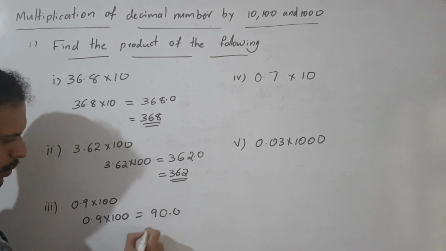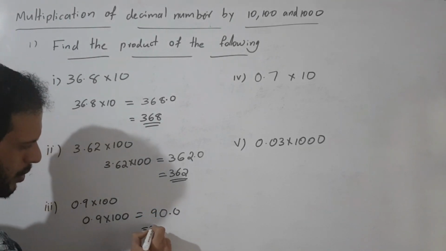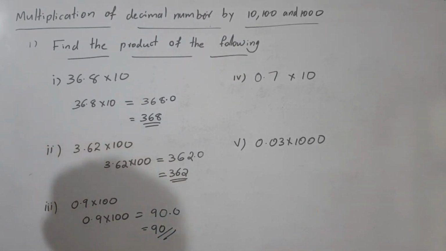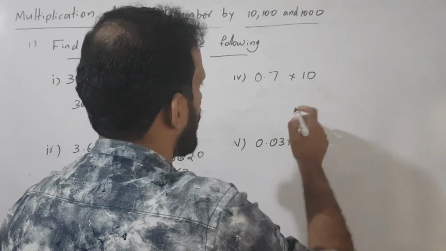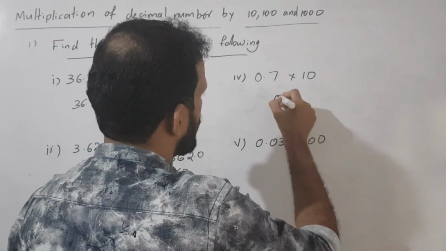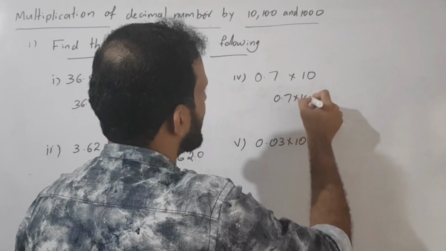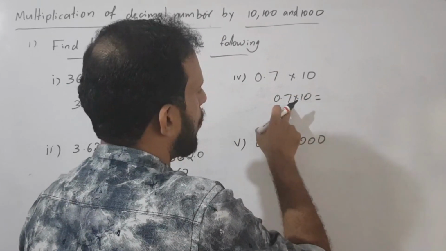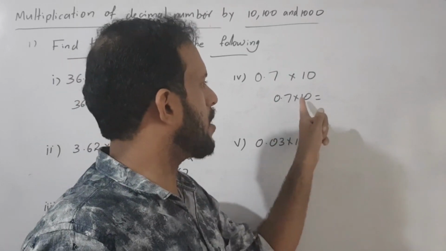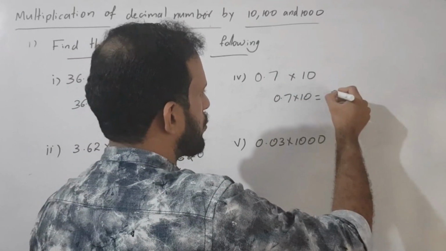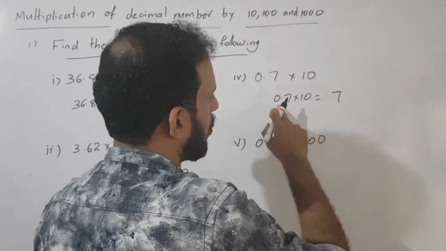Then point 0. That 90.0 is 90. So what is the answer of 0.9 into 100? 9. Okay. Then 0.7 into 10. What is 0.7 into 10? 0.7 into 10 is equal to, the decimal point is now in front of 7. The decimal point moves how many steps back? 1 step back. Then what do we write? 7. Now it is in front of 7.